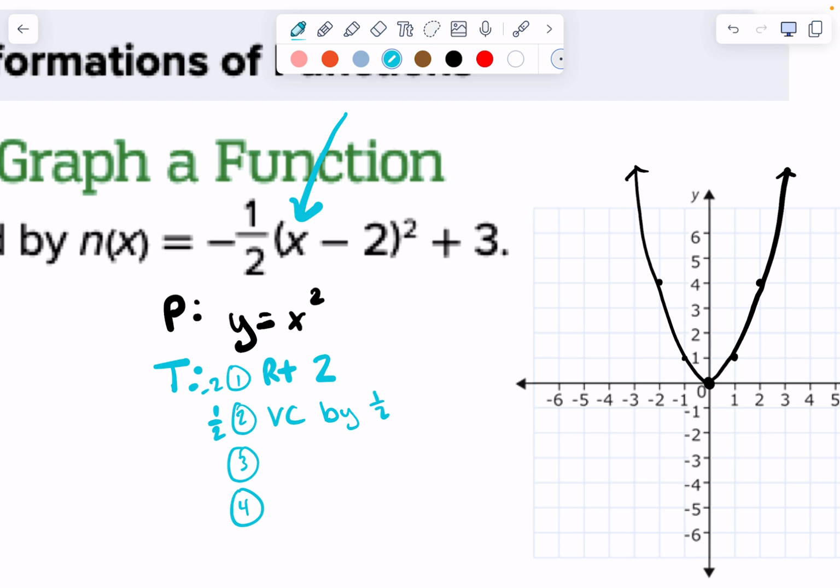All right. Then are you going to do the negative or the 3? Negative. And that moves him? It flips him over the x-axis. And then the plus 3 moves him up 3. Oh, we got lots of stuff going on. Okay. All right. Shouldn't it be up 3 and then... No.